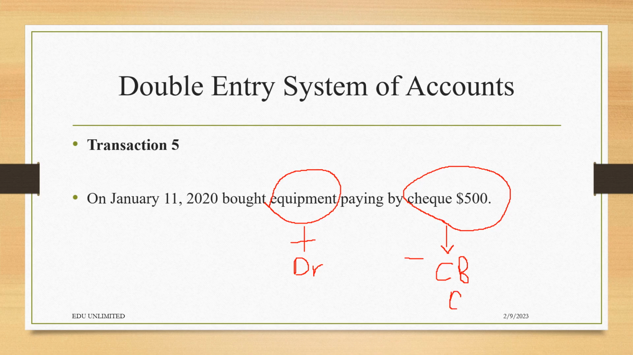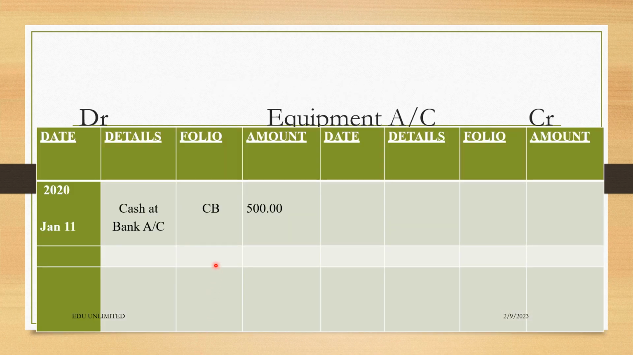So now let us look at this double entry system of accounts. To increase an asset, we debit, so that on the debit side of the equipment account, we put the date January 11, under the details column, cash at bank, and under the folio CB, because cash at bank is in the cash book, and under the amount column we put $500. So we debit this asset account. Let us now look at the cash at bank account.